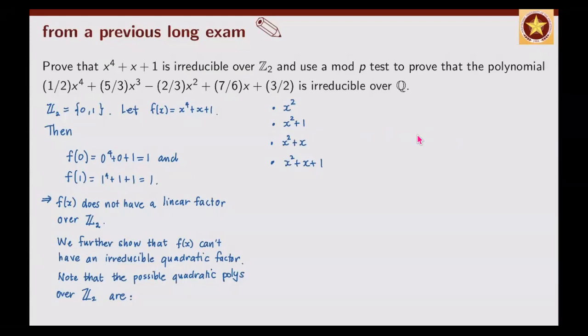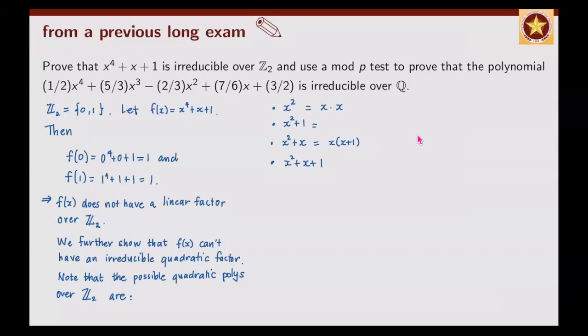Do you agree? Okay. Well, the problem, you see, the problem with x squared is that x squared is x times x. It's a product of 2 linear factors. On the other hand, yung x squared plus x is x times x plus 1. It's a product of 2 linear factors as well. In fact, over Z sub 2, si x squared plus 1 is also a product of 2 linear factors.